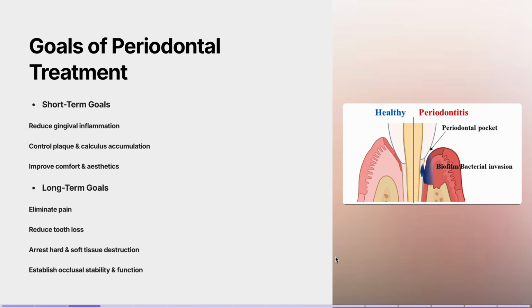And the picture visualizes how a healthy and a periodontitis gum could look, as we see in the picture. Healthy and unhealthy gum tissue.